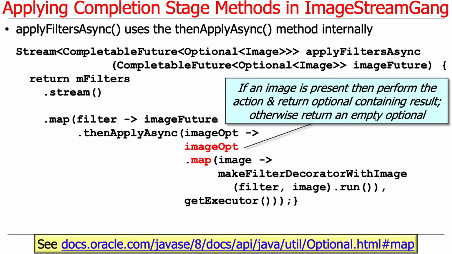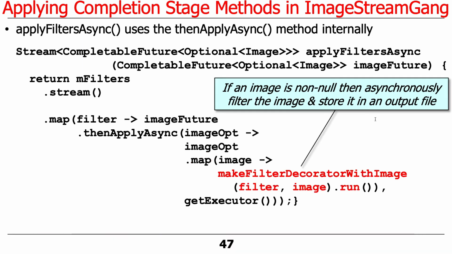So what we're going to do here is say, if there is in fact an image associated with this optional, then we're going to go ahead and run this behavior. If there is no image, we just ignore things and return an empty optional again. If there is in fact a non-null image, if there's something there, then we're going to call a method called makeFilterDecoratorWithImage, which returns a runnable, which we then run. That just starts it executing.